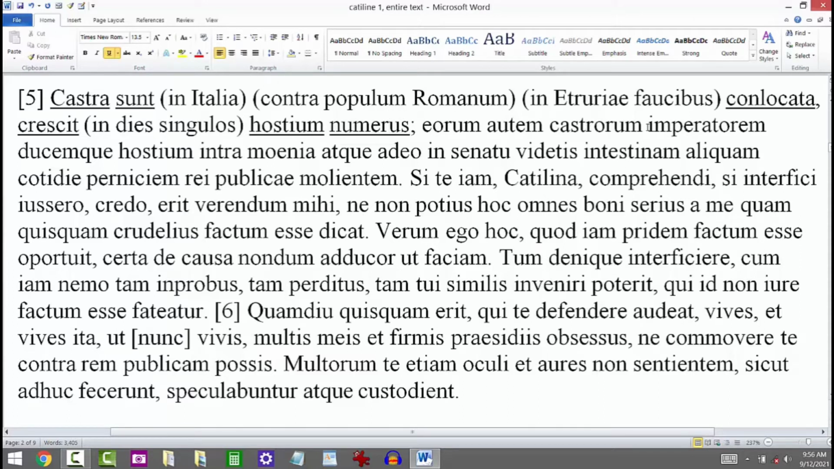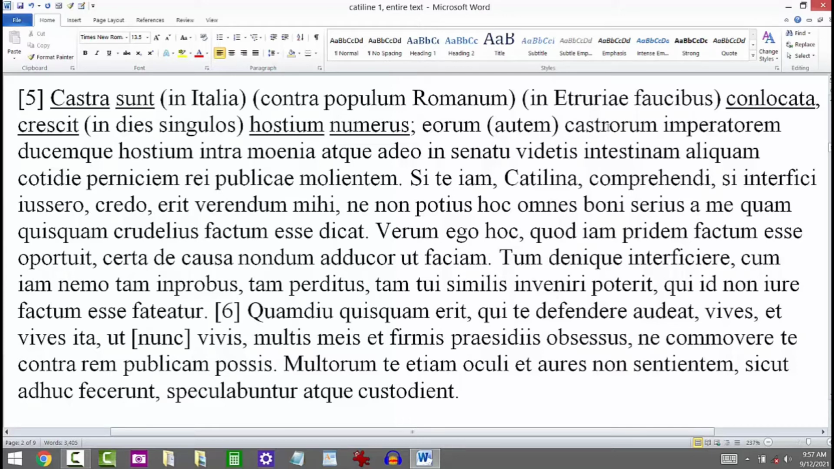Eorum autem castrorum imperatorem ducemque hostium inter moenia atque adeo in senatu videtis intestinam aliquam cotidie perniciem rei publicae molientem. All right. First, let's savor the fact that on first view, this seems a little difficult. And then let's do what we do to it and realize retrospectively that it isn't. Eorum autem. Let's get rid of however. However is just looking backward and saying that what I'm about to say in one way or another is in contrast to what was just said.